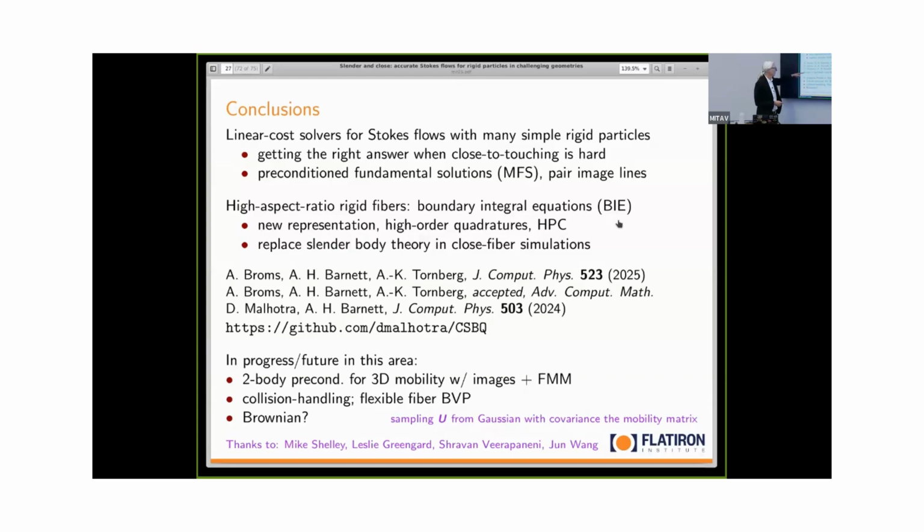Here are the papers, and here's Daria's header-only library code base, which you should try out because he's written some examples for it. And it's all sort of object-oriented. There's plenty of things to do.